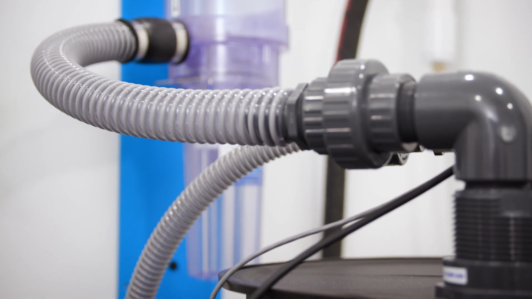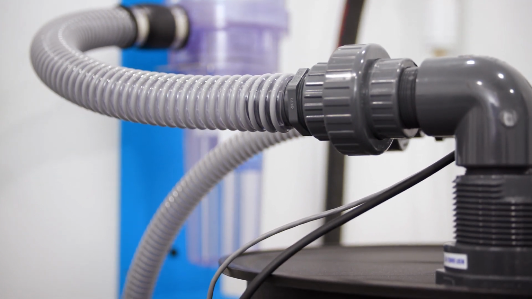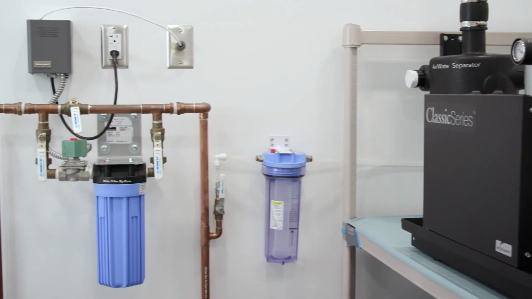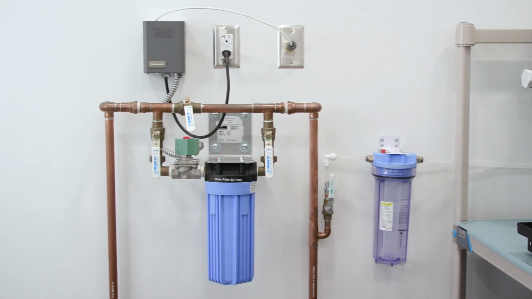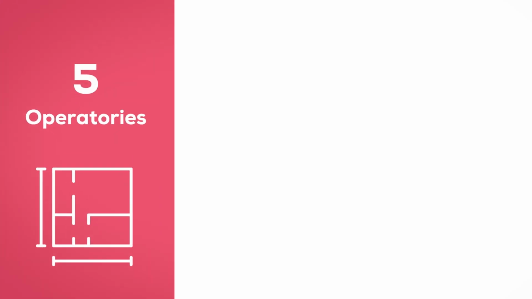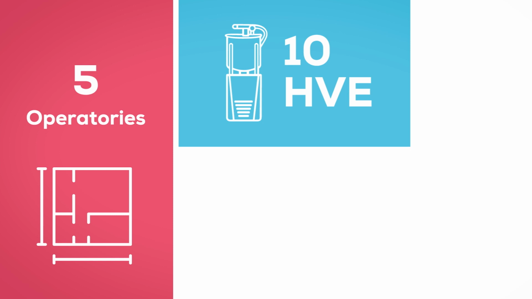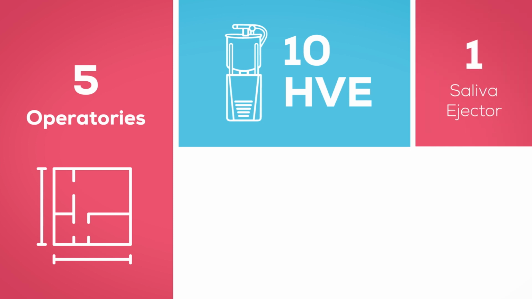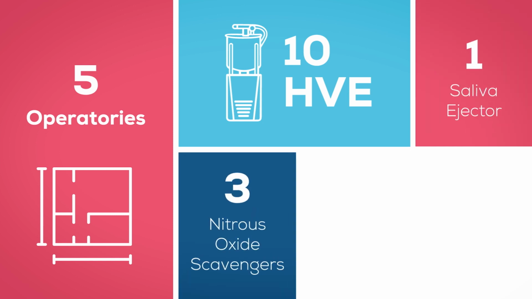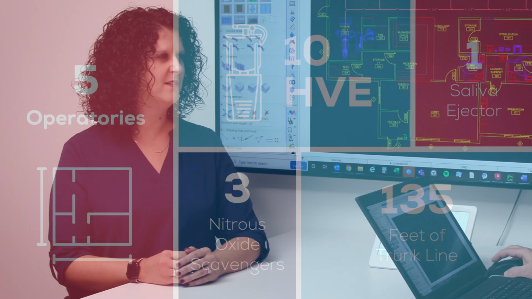Then you have to consider where you've put your room. If the plumbing trunk line is longer, maybe because you've placed your mechanical room away from your patient areas to help reduce noise disturbances, you need to add users. For 5 operatories, 10 HVE, 1 saliva ejector in each operatory, 3 nitrous oxide scavengers, and with the room 135 feet down the hall, how many users would that be? Let's put it in a calculator.